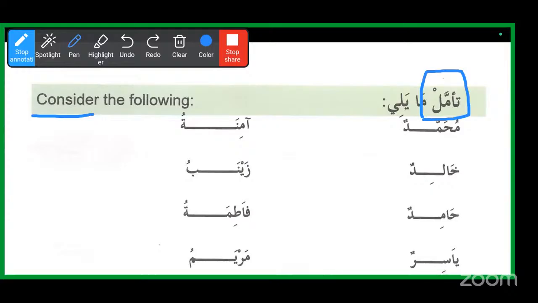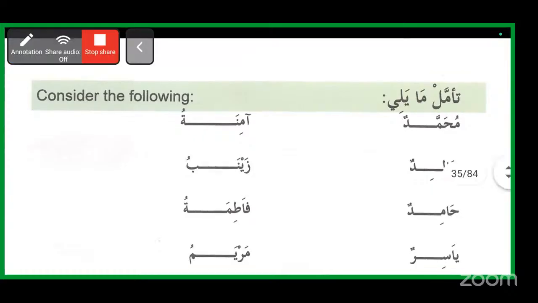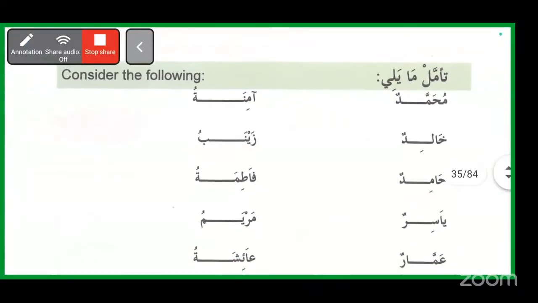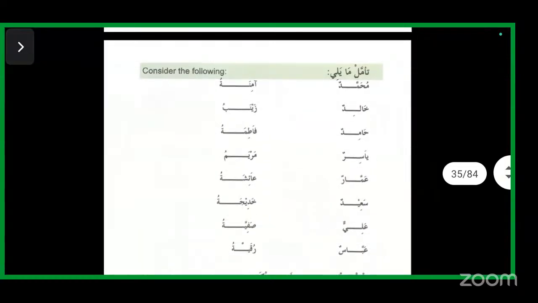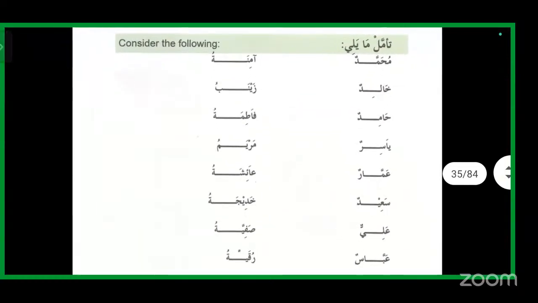Consider the following. Now you see, all the male nouns, all the names of the men, have the tanween. All the names of the women cannot have a tanween. They would have a single dhamma. Muhammadun, Khalidun, Hamidun, Yasirun, Ammarun, Sa'idun, Aliyun, Abbasun.